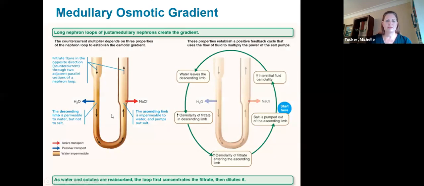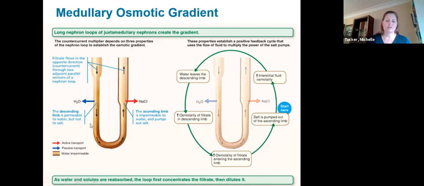So salt is being produced. Water says, oh, I need to go equilibrate. And osmosis is passive. There's no energy involved, but it does have to follow the concentration gradient. So as water moves out, you can look at the color of the filtrate as it moves down through this tubule system. Water is leaving, which means the salt concentration in the filtrate is increasing.